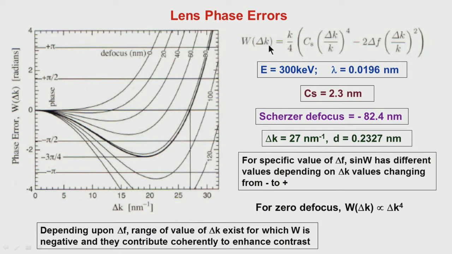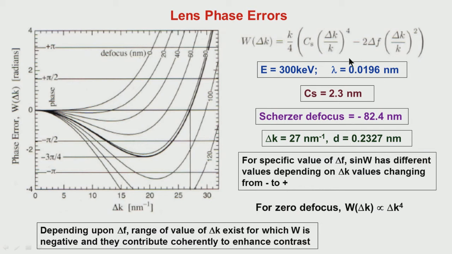And finally, this is what it decides, the net phase change which is being introduced. Here, what is being plotted is this phase error as a function of Cs and for various values of delta k, for a 300 kV microscope, where the wavelength is 0.0196 nanometer and the Cs of the lens equals 2.3. Okay. And this is being plotted from when the defocus becomes 0, this term becomes 0, so the variation is essentially delta k to the power of 4. So, essentially this will be varying like this.